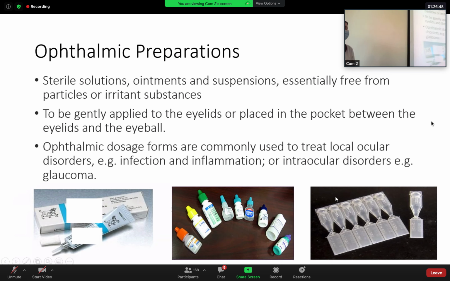Here, there are some ointments. Usually, they come very small. They form a very thin layer in the eye.